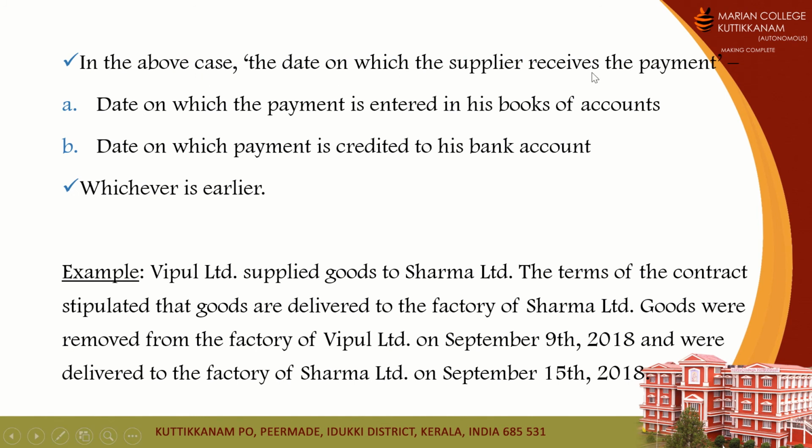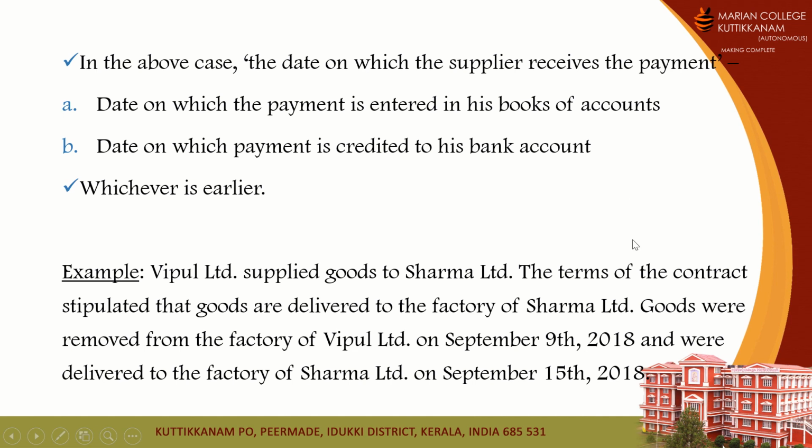The date on which the supplier receives the payment. We can explain it in two ways. First case is the date on which the payment is entered in his books of accounts. So date of payment, or the date on which the payment is entered in his books of accounts. And the second one is the date on which payment is credited to his bank account.